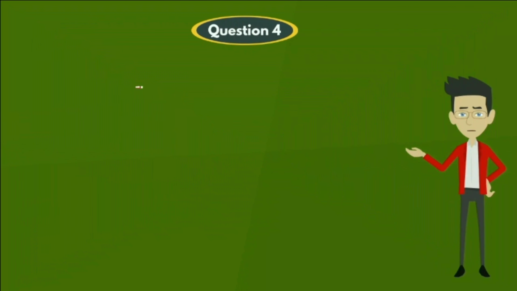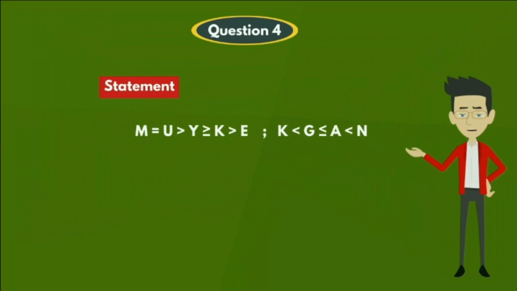Question number 4. Statements. M is equal to U greater than Y greater than or equal to K greater than E. K less than G less than or equal to A less than N. Conclusions. Conclusion 1. M greater than A. Conclusion 2. E less than N.